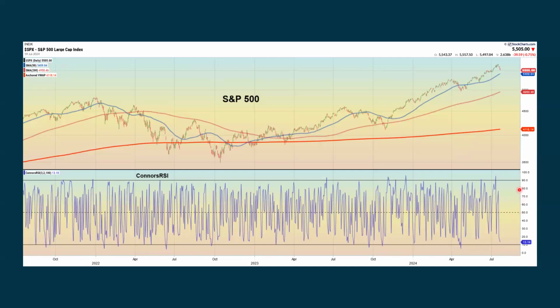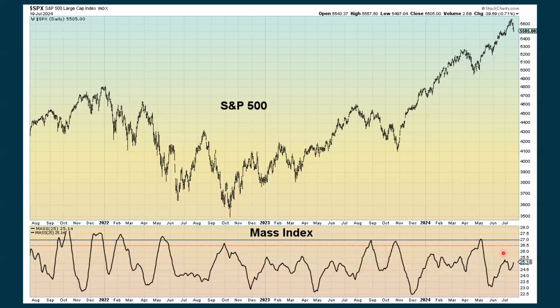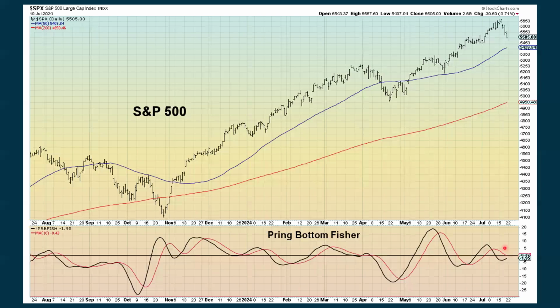This Connors RSI was extreme positive while we were really moving up. Since that time, we've fallen back. We're negative right now, but we're not necessarily extreme negative. And the mass index is not generating a signal. When we get up around the red dashed line and the blue line, that's when we pay more attention to this chart. Also, the Pring bottom fisher, which did generate kind of a nice little signal, even though we didn't bottom at that point. It was picking up some kind of a bottom.